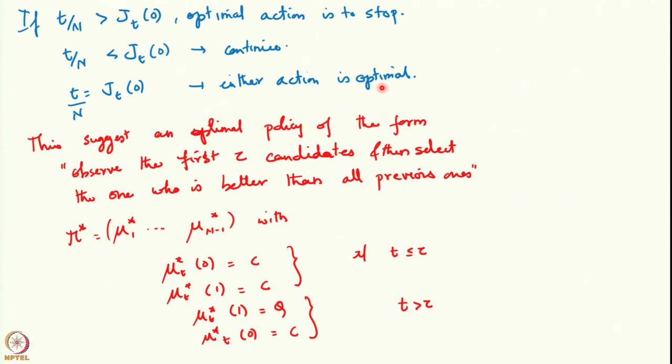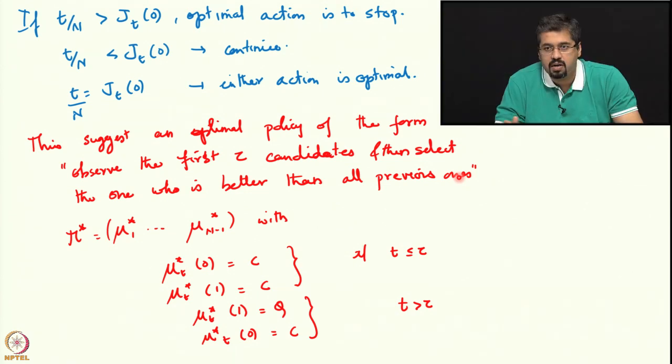Now, what this suggested was that an optimal policy has a certain form, namely that you observe the first tau candidates and then select the one who is better than all the previous ones. So, until you hit time tau, you simply keep continuing, you keep interviewing candidates one after the other. You continue your search for at least a time tau. Thereafter, you wait till you see the candidate who is the best you have seen so far, and then at that moment you just stop the search and you make an offer to that candidate.